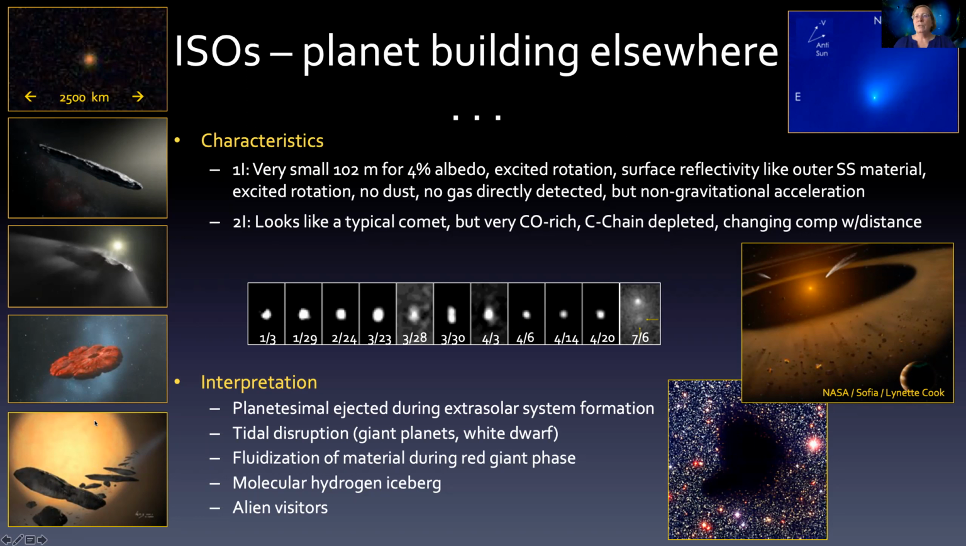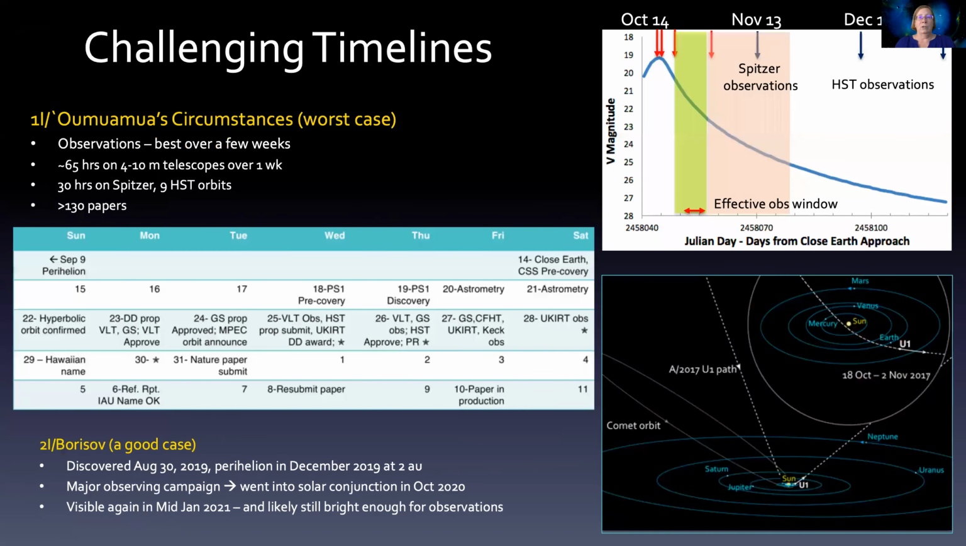The intense interest in these things, especially for 1I from the peculiar shape, has led to a really rich interpretation of the formation of planetesimals in young solar systems, their ejection into space, and travel to Earth. So clearly, these things are going to be of interest for space missions. But there are some challenges. And let's look at one of the first ones.